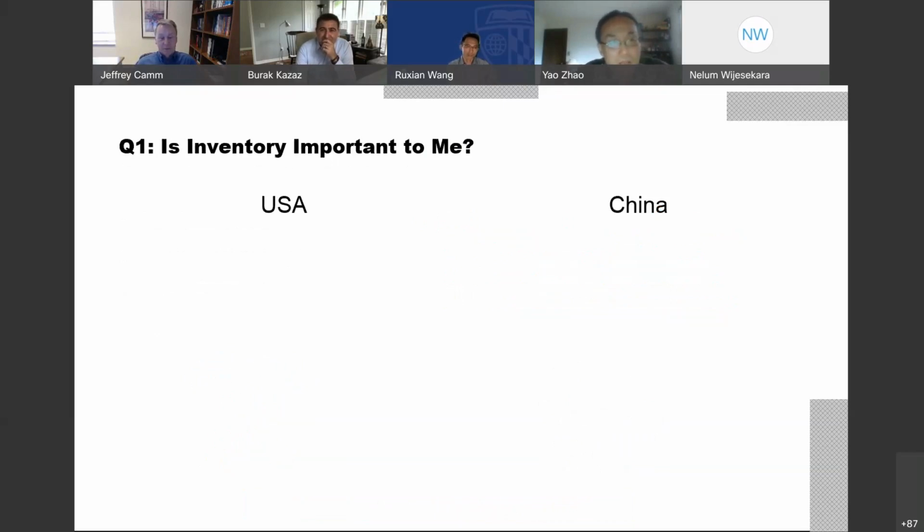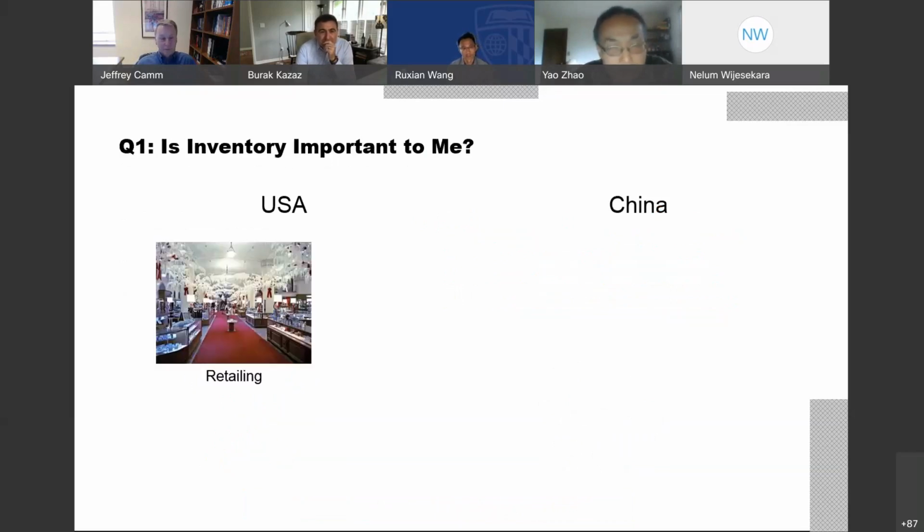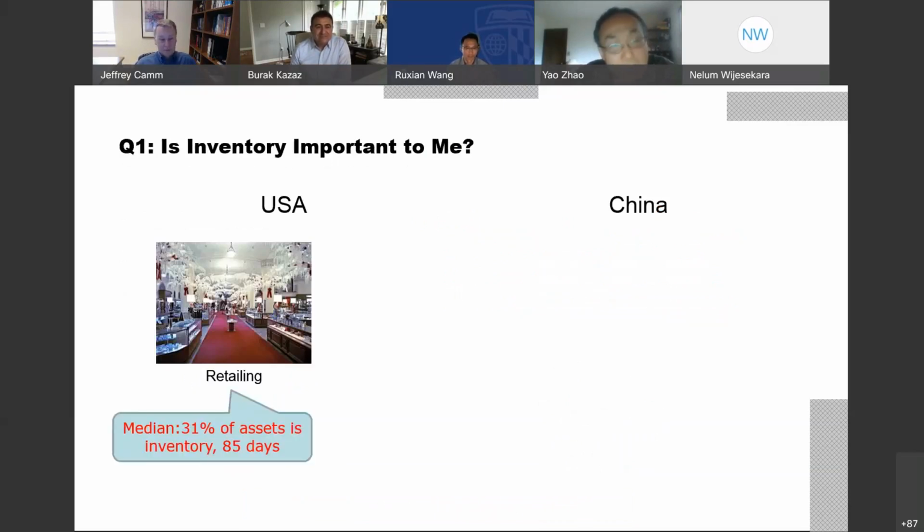Now, as you may already know, for the United States, inventory is mostly important to the retailing industry, where the median is 31% of the assets in inventory, or equivalently about 85 days. Now, if you didn't look at the data, you would never be able to guess what is the most inventory-heavy industry in China. Anybody want to take a guess?